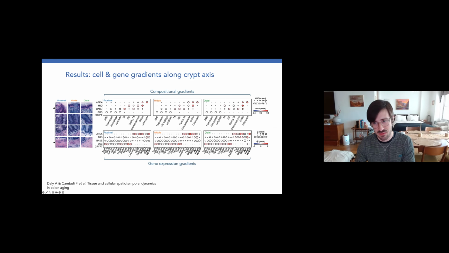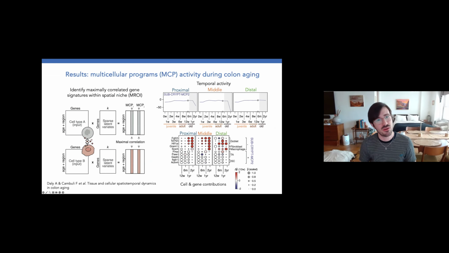But the most interesting thing was obviously when we went into the time dimension, where we were actually looking for those multicellular programs of genes. So taking the output of the cSplotch model and trying to find sets of genes across cell types that were showing a coordinated change with age. Looking up here, we saw a set of genes, this multicellular program or MCP, in the subcrypt where those all-important stem cells live, that was showing a precipitous decline with age, particularly in the proximal and middle colon, but not in the distal.